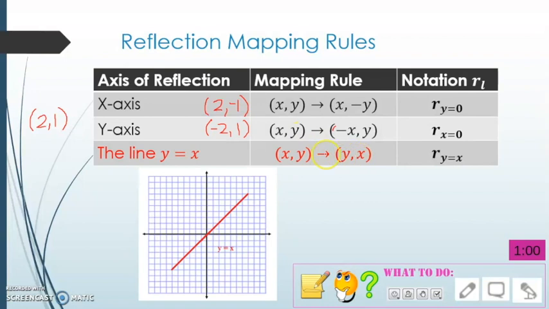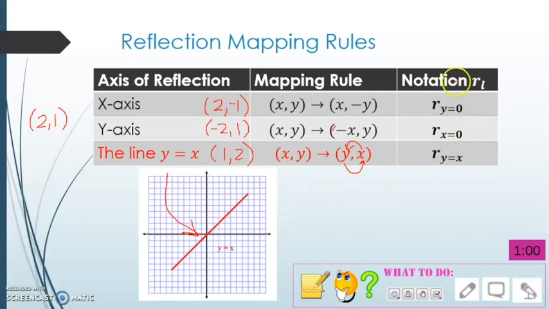Now what happens in reflecting over the line y equals x, which you can see depicted here? What happens with these coordinate points? You can see that all it does is switch. It switches the x and the y around. That's it. So if you were going to start at the point 2, 1 and reflect it over the line y equals x, your new coordinate point would be 1, 2. They just switched around.